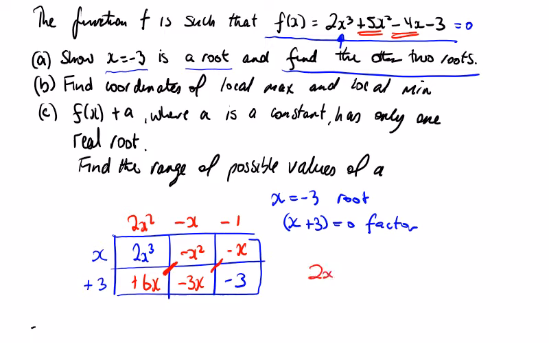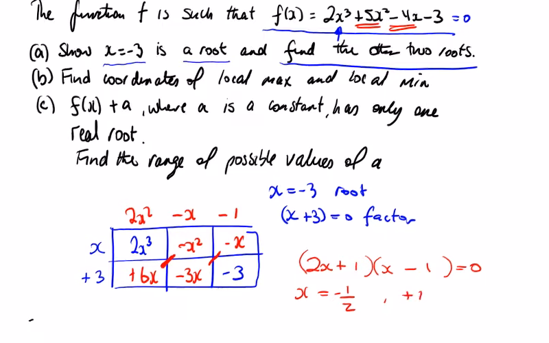This will give me the other two roots. It has to be 2x times x, and 1 times 1. And we want minus x, so it has to be minus 2x plus 1x. So my other two roots are x is equal to minus a half and plus 1.